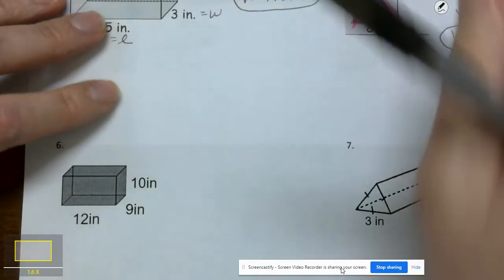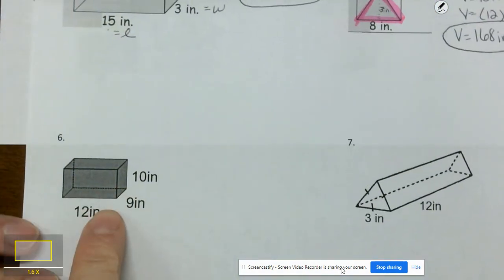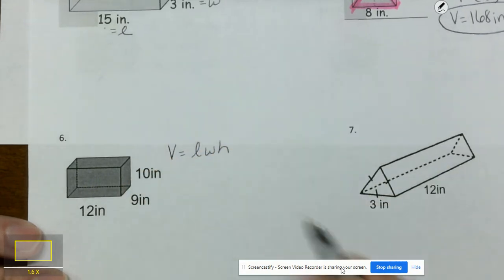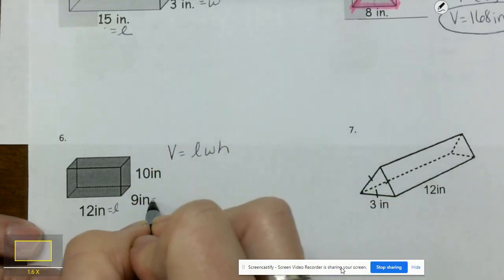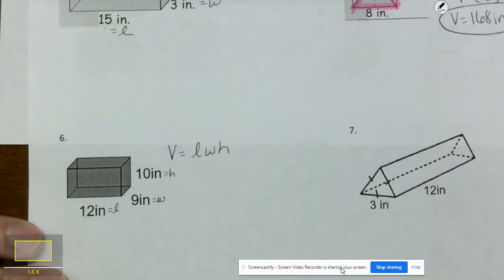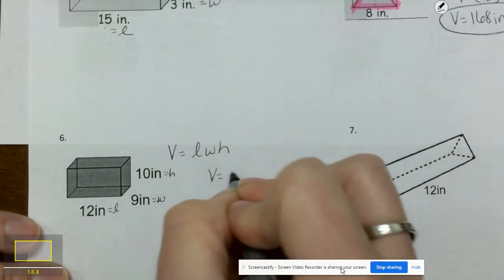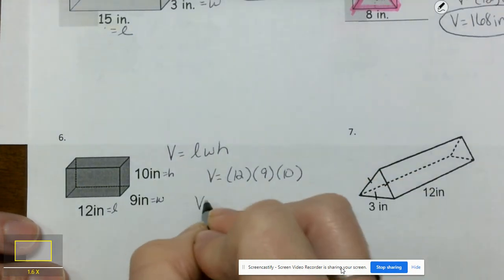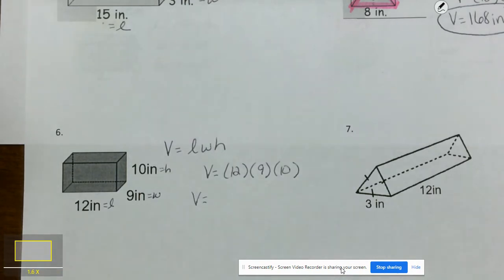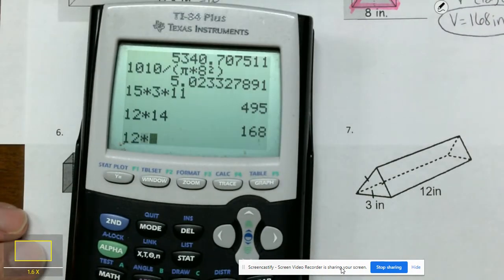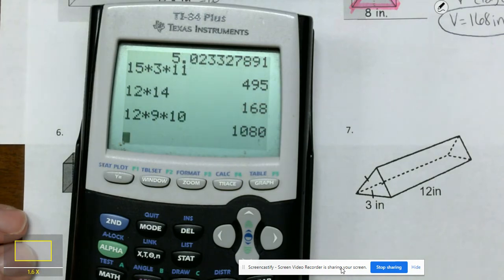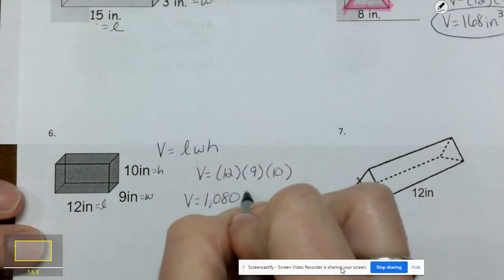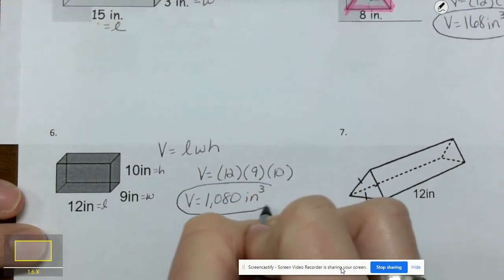All right, let's look at another example. So again, in number 6, you can see we have a rectangular prism. So that means we're going to use V equals L times W times H, and you can mark these if you want. This is your length, this is your width, and this is your height. So we're going to plug those in: 12 times 9 times 10. All right, let's key that in our calculator. 12 times 9 times 10 is 1,080. So we get 1,080 inches cubed for that one.